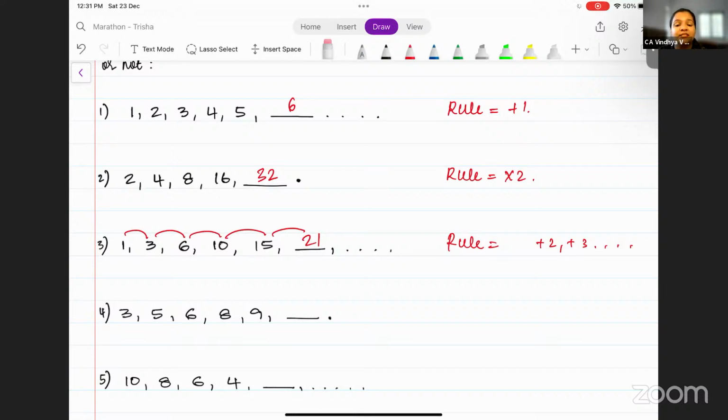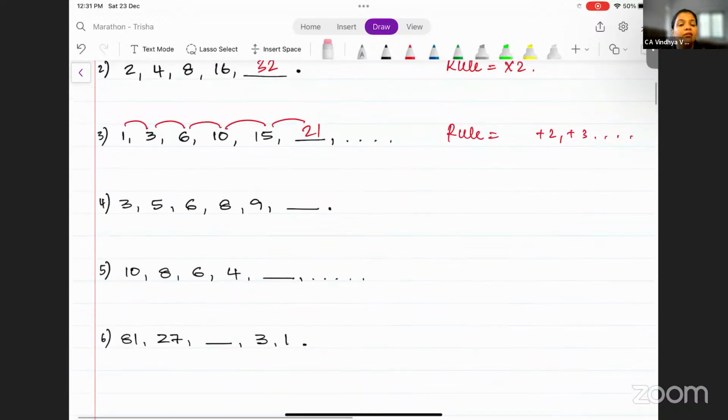We have 3, 5, 6, 8, 9. Okay, 3 plus 2 is 5. 5 plus 1 is 6. 6 plus 2, again plus 1. So can I say here the rule is plus 2, plus 1, plus 2, plus 1, and so on. So what we are trying to understand over here is that the answer is going to be 9 plus 2, 11.